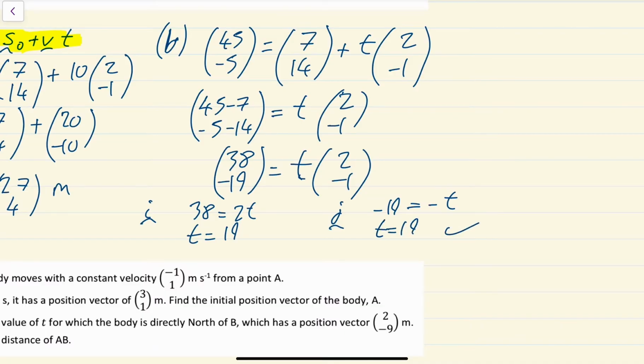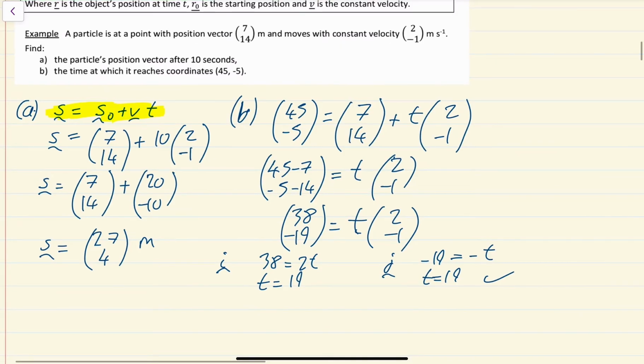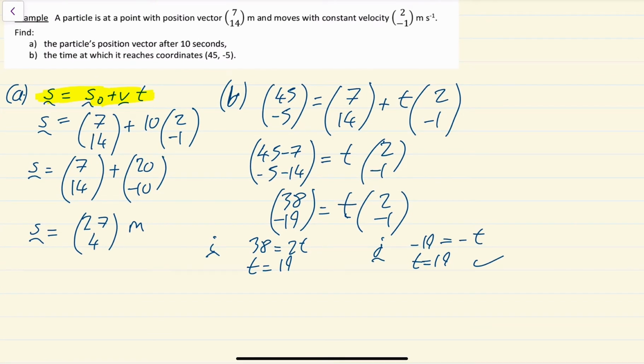Okay, first of all, it is worthwhile doing that to show they're consistent. So it shows they're consistent, so it works. We'll not have to write this in. You'll see this later on in an example. Had they not been consistent, say I worked out for my i's, t was 19, and for my j's, t was 22, they're inconsistent. That means you would never actually get to this point, (45, -5). But ours is consistent, so that means your answer is t is equal to 19 seconds.